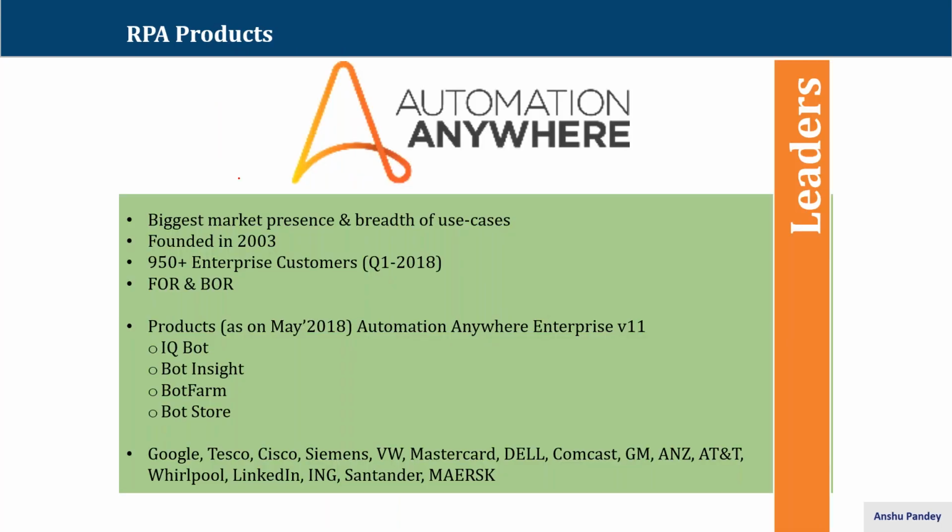Automation Anywhere is one of the biggest organizations in the market, with 950 plus enterprise customers, and supports both front office robots and back office robots. The products of Automation Anywhere include IQ Bot, Bot Insight, Bot Farm, Bot Store, like that. The clients who use Automation Anywhere are Google, Tesco, Cisco, Siemens, VW, MasterCard, Dell, Comcast, General Motors, Australia and New Zealand Bank, AT&T, Whirlpool, LinkedIn, ING, Santander, and Maersk.